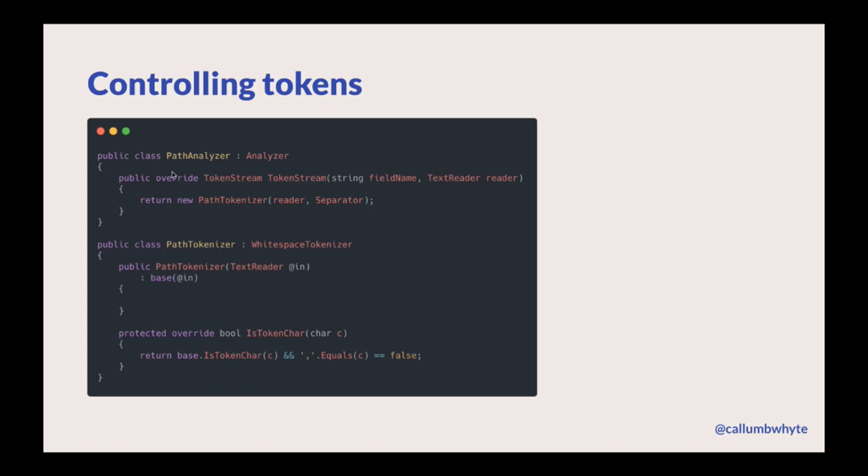So in this case, I've got an example of a path tokenizer. So for my path field, I'm going to say, hey, I want you to use this analyzer and tokenizer whenever you go and index data for path, and I want you to split it.